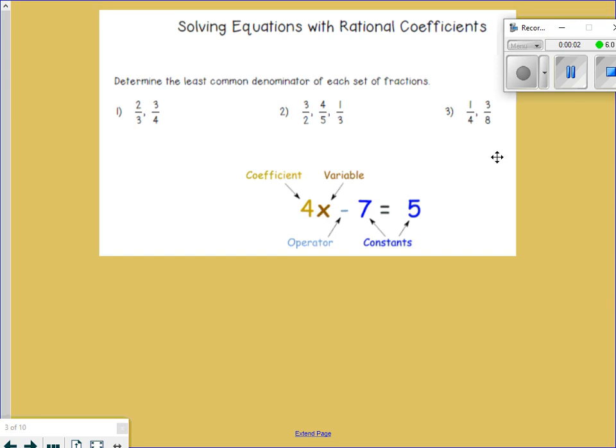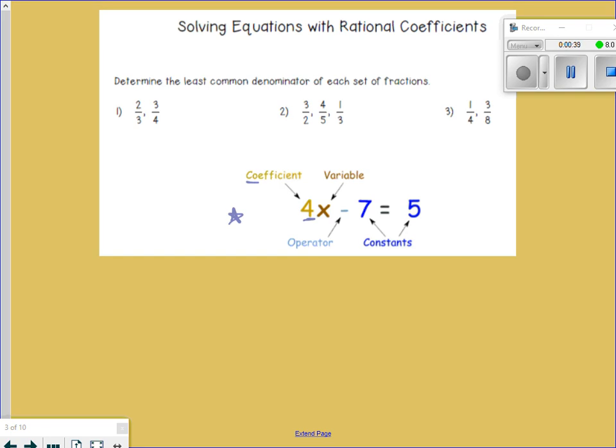Today we'll be solving equations with rational numbers and also rational coefficients. When I say coefficient, if you look at this example right here, 4x minus 7 equals 5, a coefficient is this number right here. It is with the variable, so that can help you remember. And our numbers, -7 and 5, are your constants.